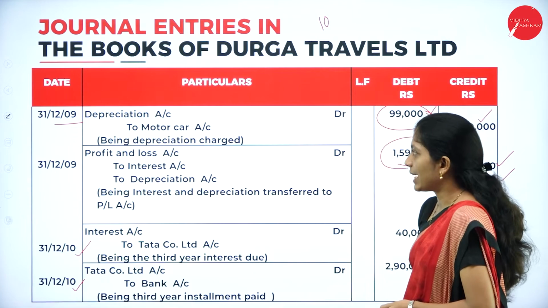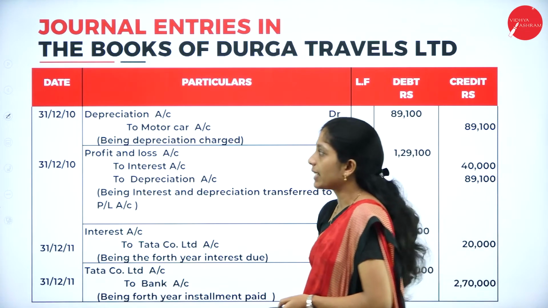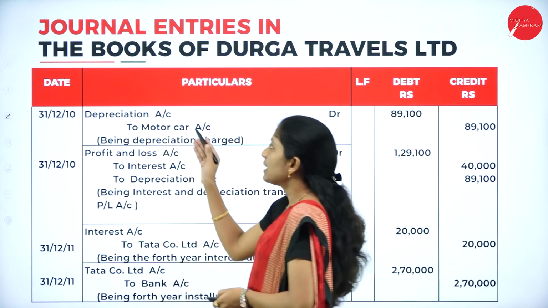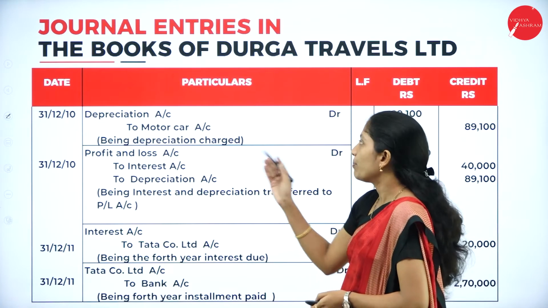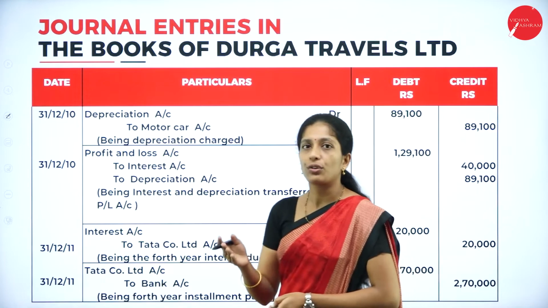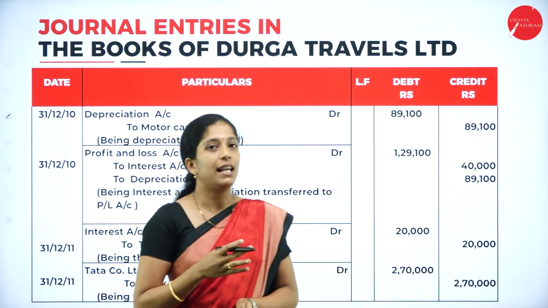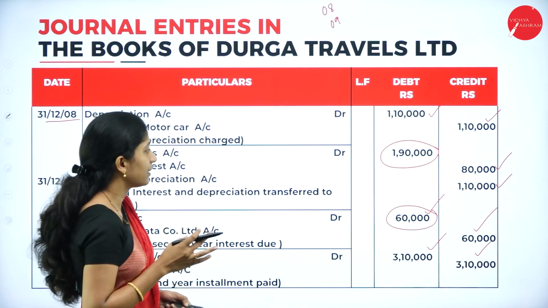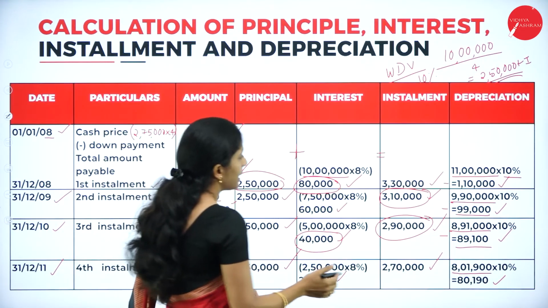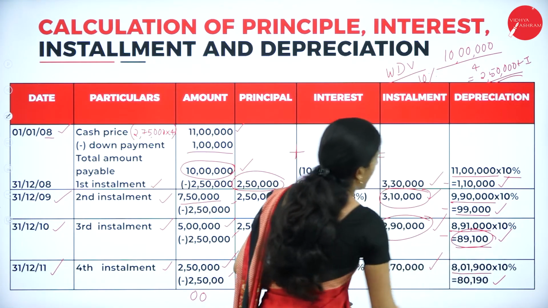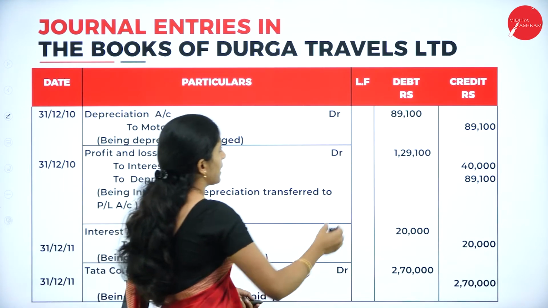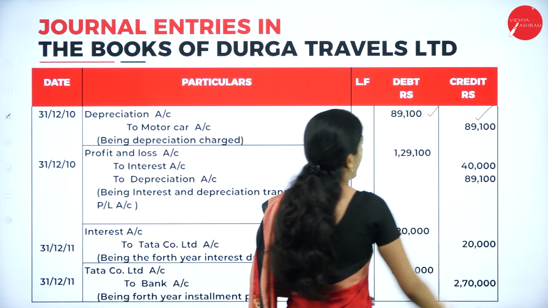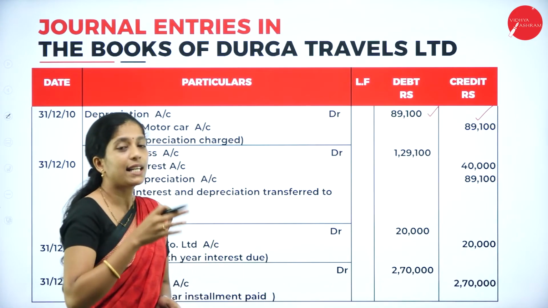Next is for depreciation. That is at the end of third year, 31st/12/2010, depreciation account debit to asset account, that is motor car account, being depreciation charge. Now go to the third year, go through the table and see what is the depreciation in the third year. So third year depreciation is how much? 89,100. So charge or write that depreciation 89,100.